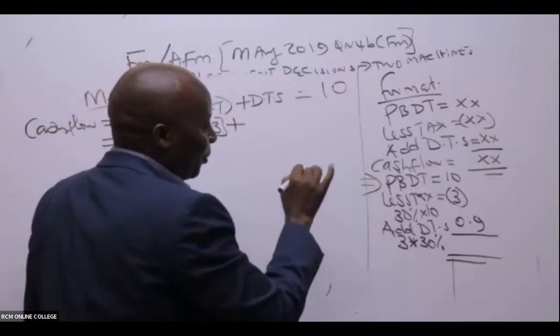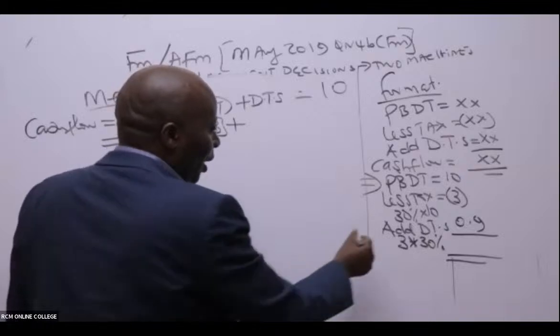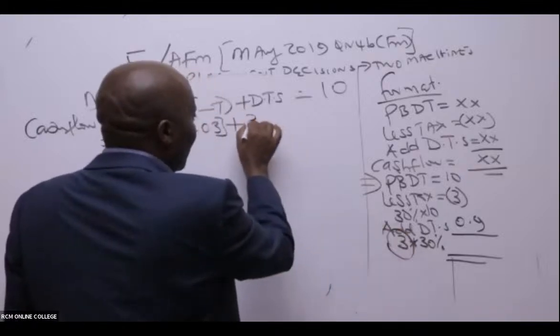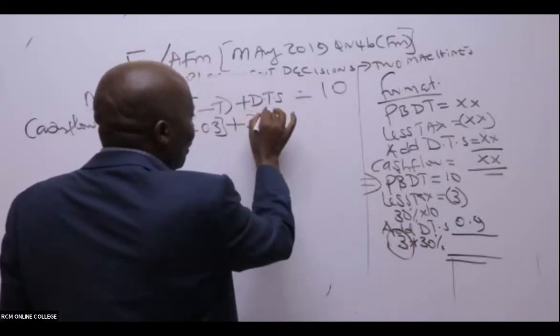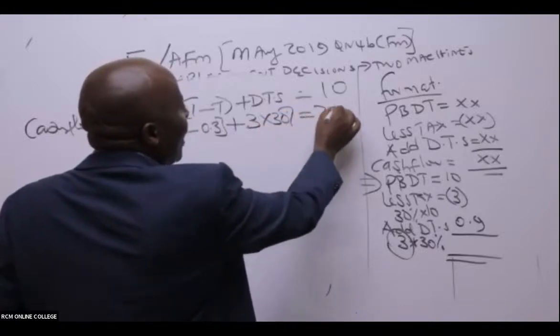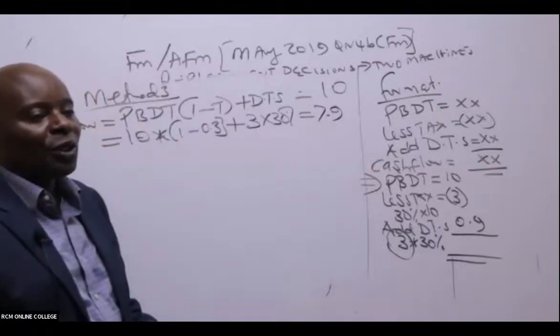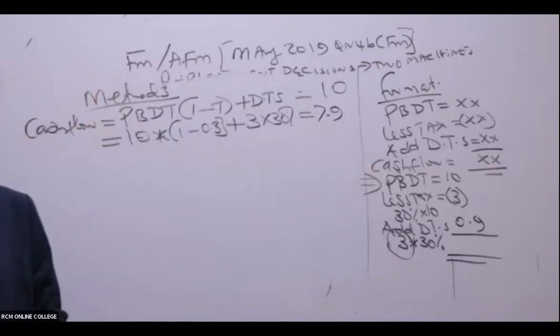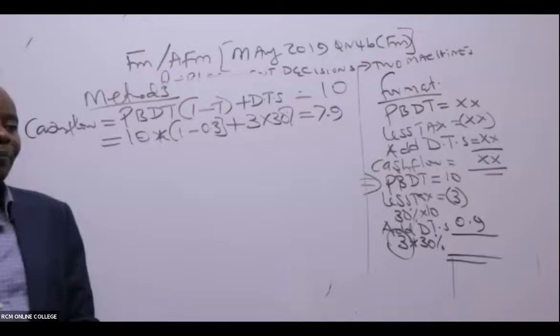So we shall take depreciation. We know what depreciation is. Depreciation is this 3. So we shall take this 3, but now because it's a tax shield, we multiply this with 0.3 or 30%. Will this end up giving us 7.9, my good students?